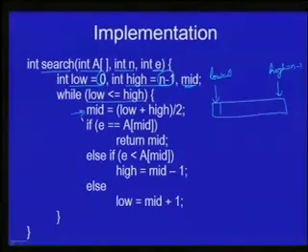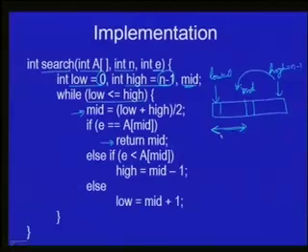We compute the middle index of this array fragment, and if E is equal to the middle element, we return this index. Otherwise, if E is less than A[mid], so this is mid, that means E is to be found somewhere in this part of the array. Which means that high should be set to mid minus 1, whereas low should remain the same, so that in the next step we focus only on this part of the array.